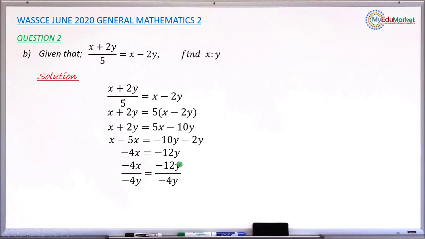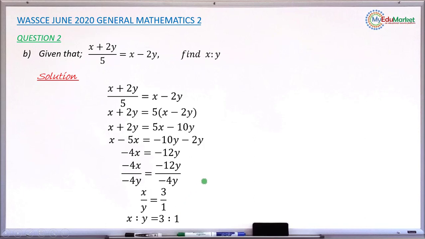And coming to the right hand side, we have -12y divided by -4y. Y will cancel y, so you just have constant numbers by the right. So after the division correctly, you have x over y by the left equals 3 over 1 by the right. So x over y is now equal to the fraction 3 over 1. So it implies that the ratio x is to y is now equal to 3 is to 1. With this, we have answered this very question.